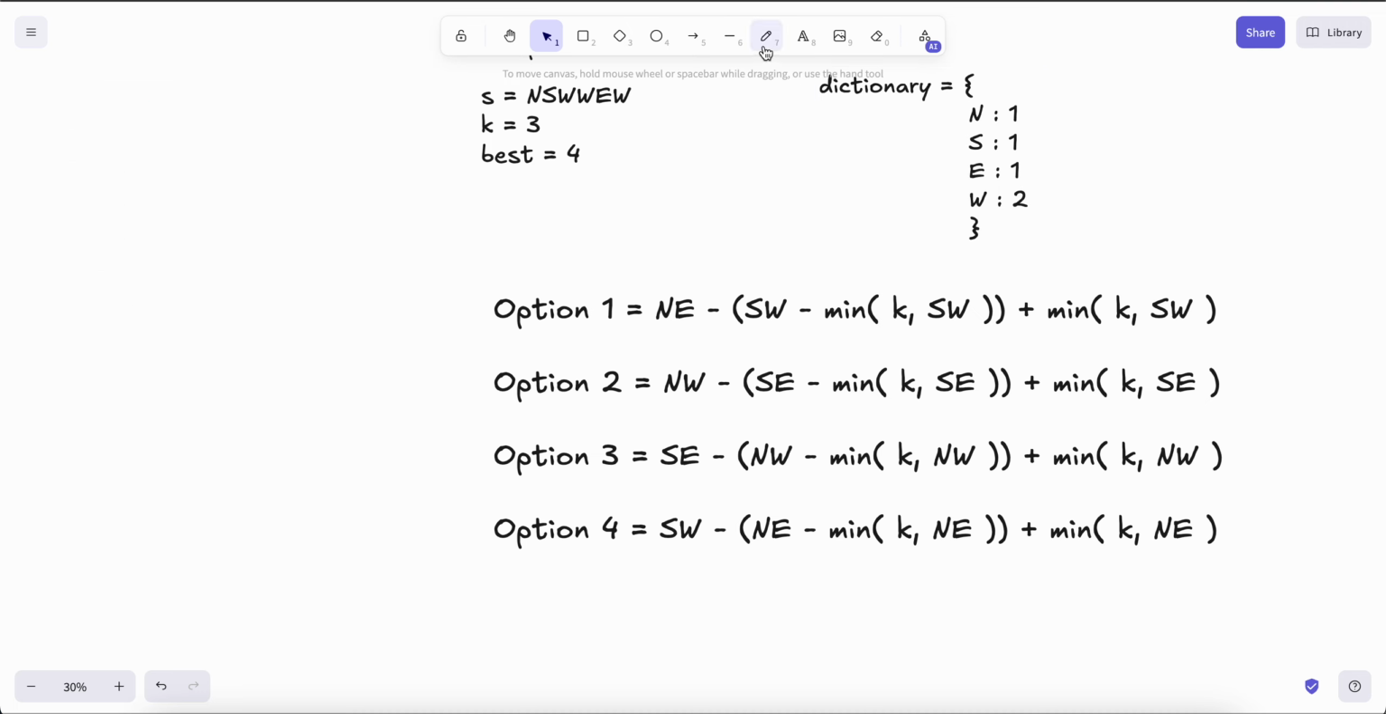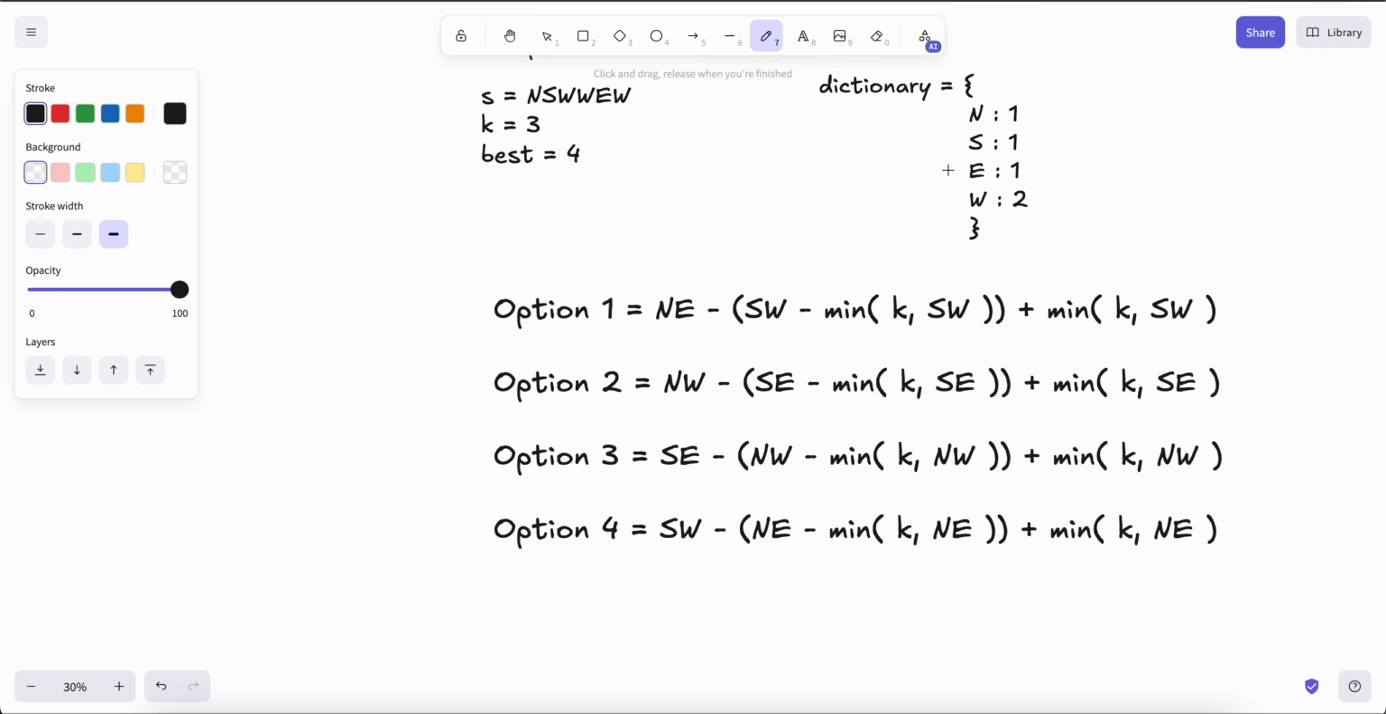So in this case, let's carry out the calculation. E now is 2, right? N is 1, e is 1. So now you're going to minus SW. SW is 3 here. And you're also going to minus 3 from here, and then you're going to plus 3 here. So 3 minus 3 is 0, and 2 plus 3 is 5. So this is for option 1.